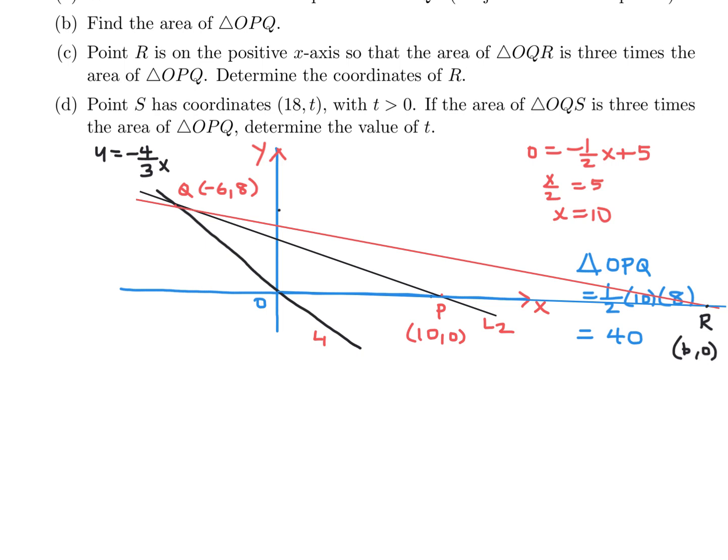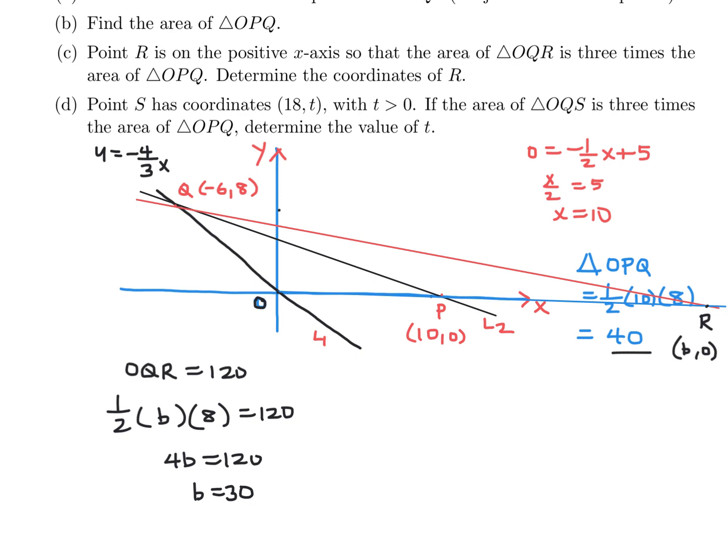Now, if the area of OQR is 3 times, that means OQR would be 120, since OPQ was 40, right? So 1/2 base times height again. The base would be B, right? Because you're going from O all the way to R, that's B. And then the height is just, again, the y coordinate of Q, which is 8. When you solve this, we get 4B is equal to 120, and therefore B is equal to 30. So the coordinates of R are 30 and 0.